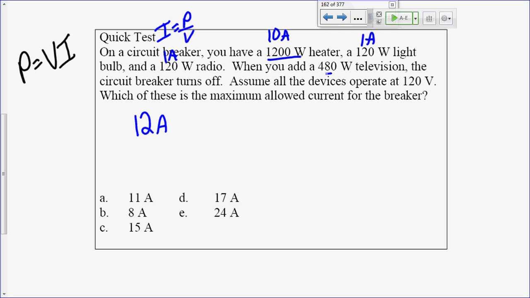And then I add this, which is 480 watts, or 4 amps. So 12 plus 4 is 16. It was operating fine at 12 amps, but then the circuit breaker turned off at 16 amps. So somewhere between 12 and 16, it turns off. And so the only number between 12 and 16 is 15 amps.